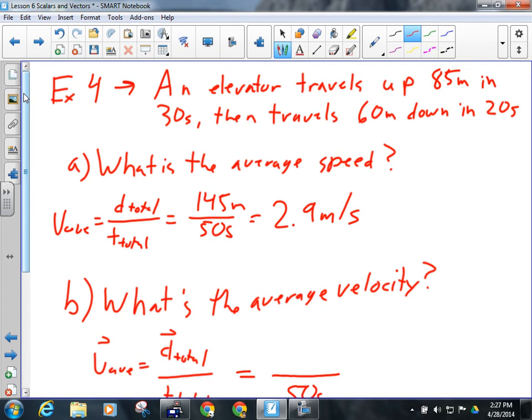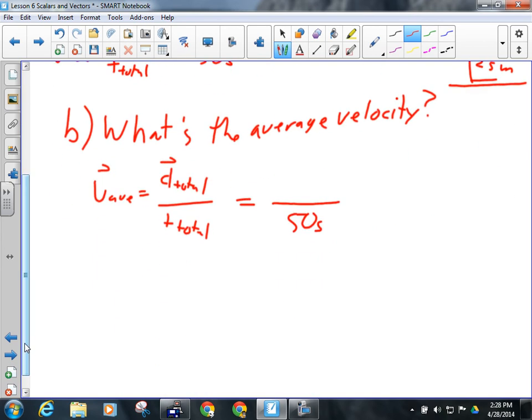What's its displacement? 25 meters up. It went up 85. If we were in the elevator, here's the ground. We went up 85 meters and then came down 60. So the difference there is 25 meters up. We're still 25 meters above the ground where we started. Everyone follow me there? This is where direction is important. My overall displacement is 25 meters up.